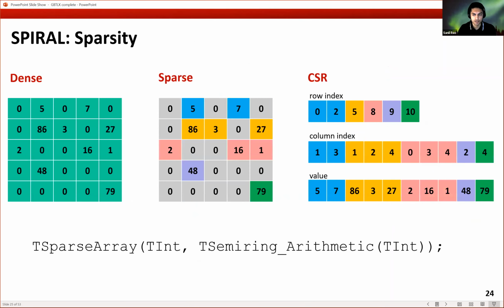So to get Spiral to generate code for an application like triangle counting, we need to introduce the concept of sparsity.